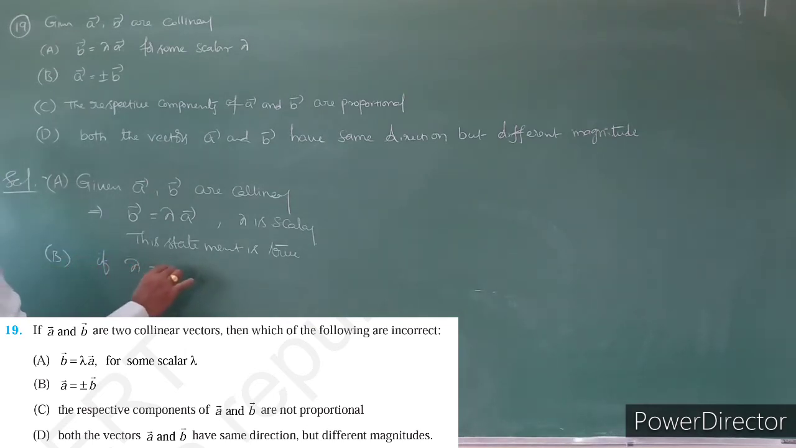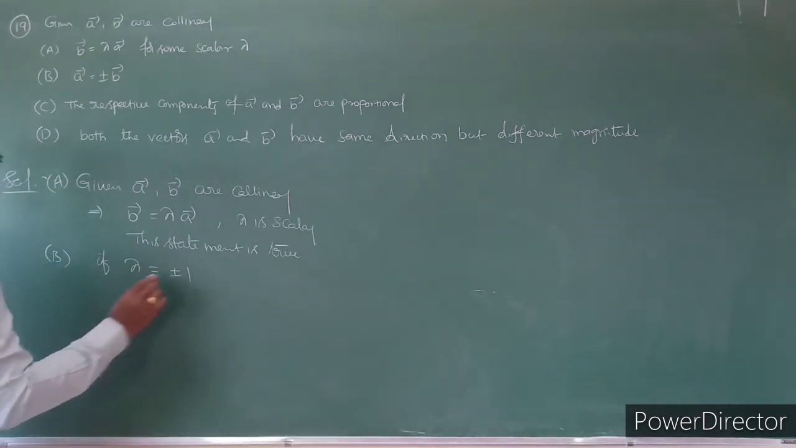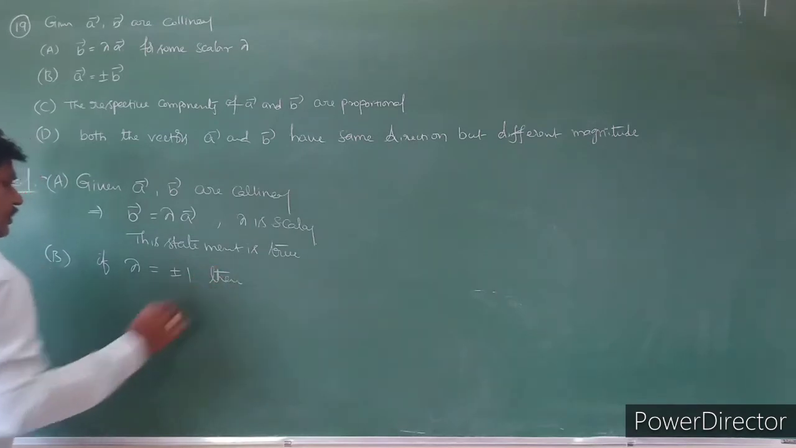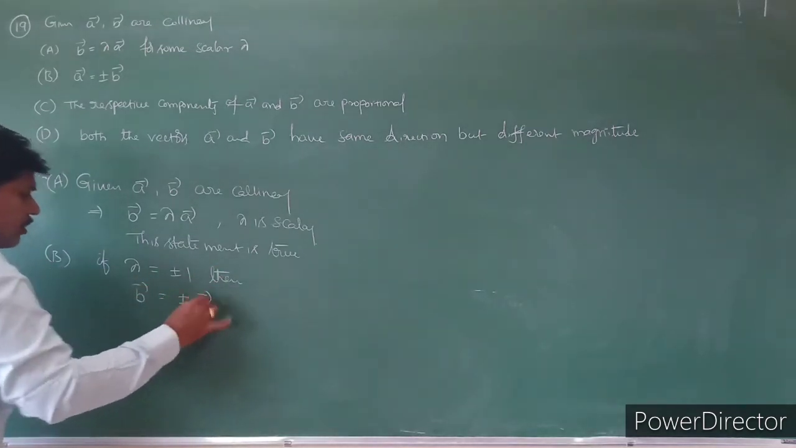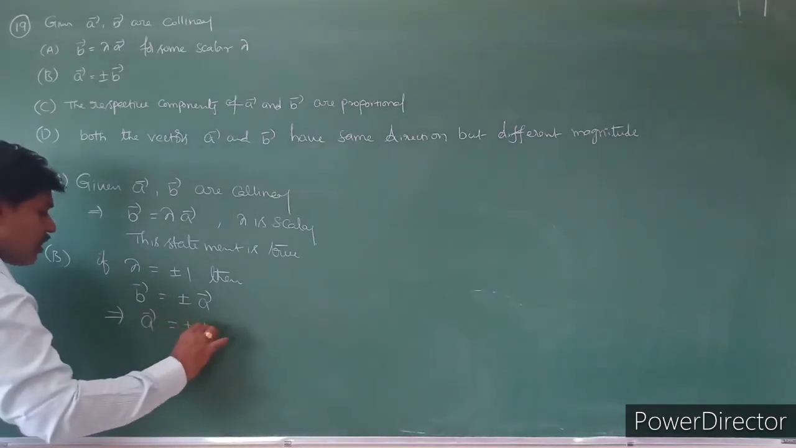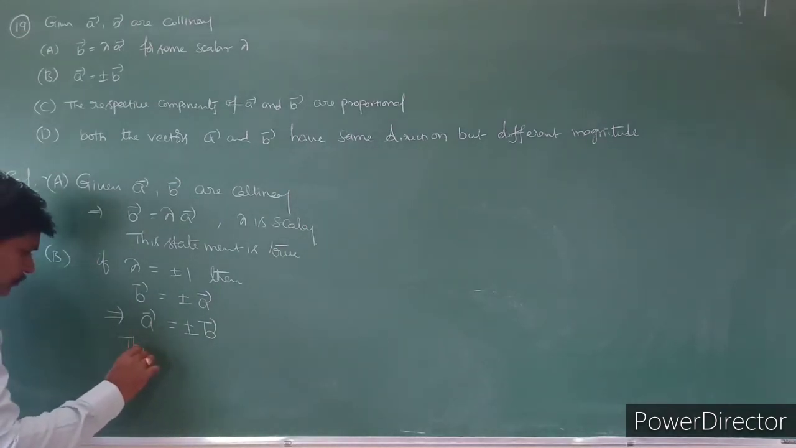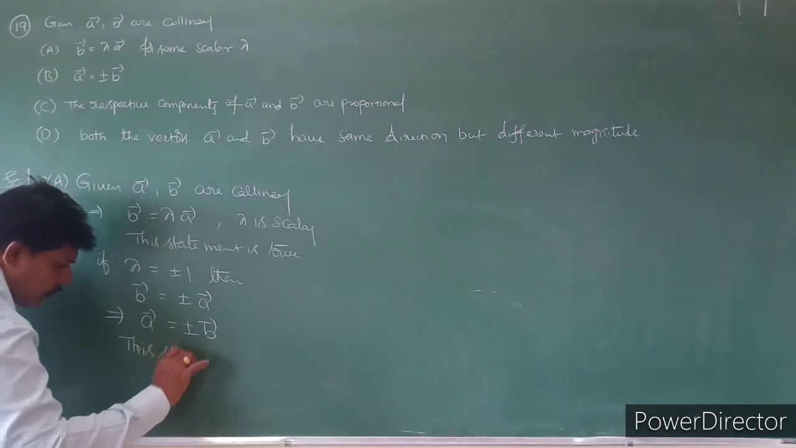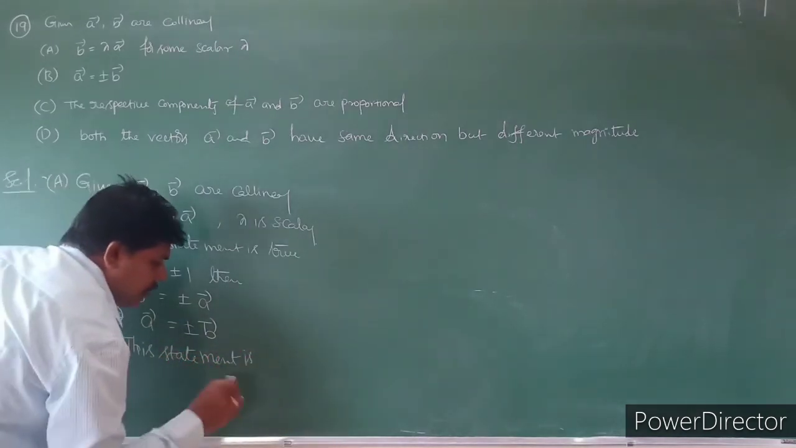If lambda is equal to plus or minus 1, then what happens? Then B bar is equal to plus or minus A bar, and also we can take it as A bar is equal to plus or minus B bar. B bar is equal to lambda times A bar, which is plus or minus A bar, so automatically A bar is also plus or minus B bar. So automatically this statement is also true.